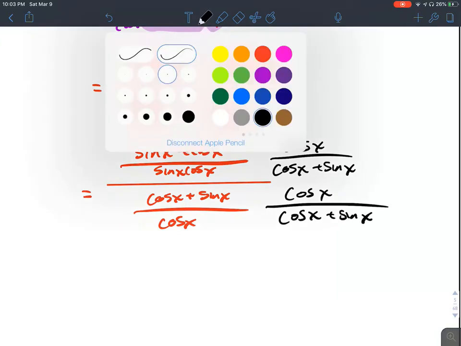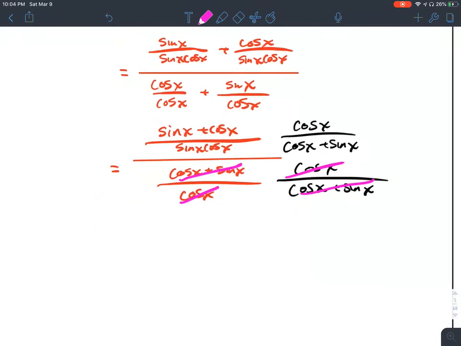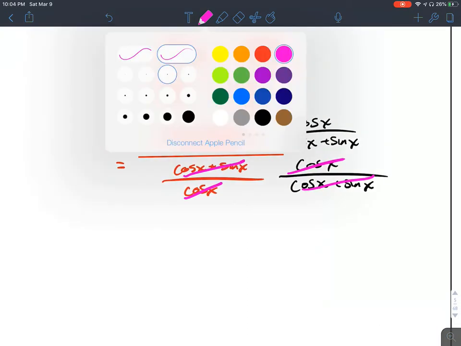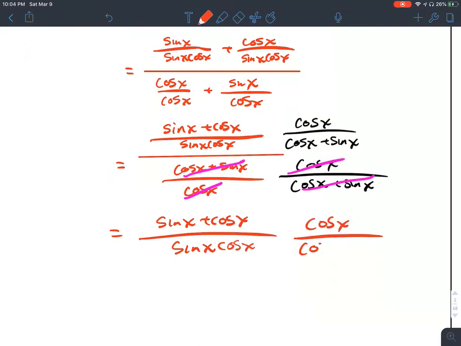So what does this accomplish? Well, it gets rid of our denominator completely, because cosine of x divided by cosine of x cancels. Cosine of x plus sine of x cancels with cosine of x plus sine of x. So what are we left with? We're left with sine of x plus cosine of x over sine of x cosine of x. I could have canceled some more things here in that last step, but I intentionally didn't. You are welcome to do so, because I just don't want to do too much at once. It's your first time.